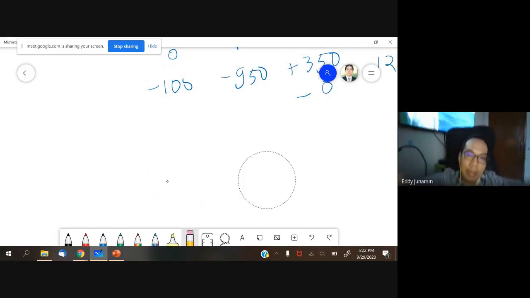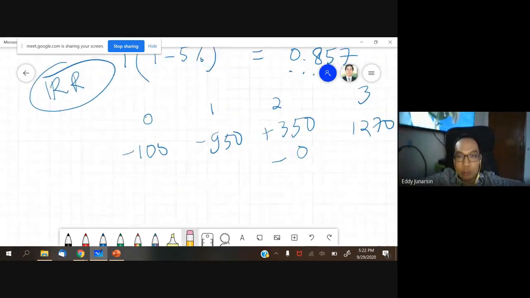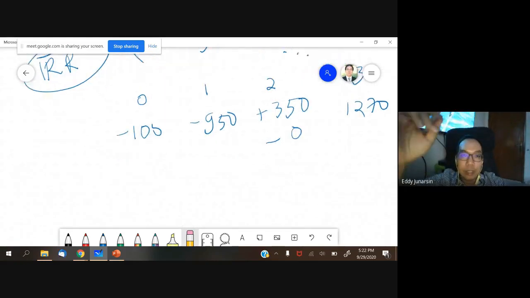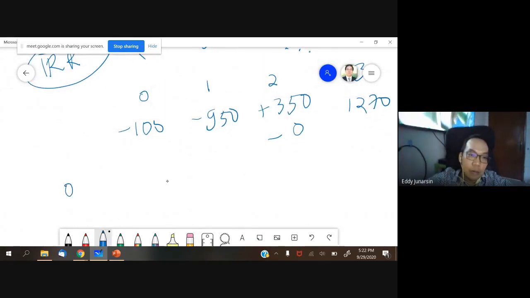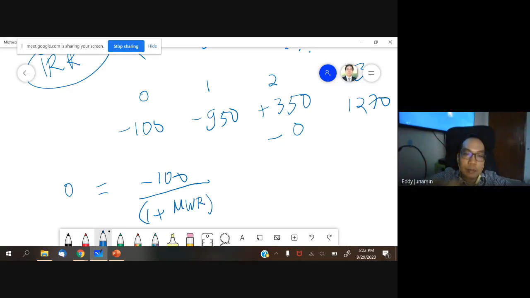Of course, we will not calculate by hand. I just want you to know the logic. So how is it then? 0 should equal what? Minus 100 divided by 1 plus the money weighted return, to the power of what? This one. To the power of this one?